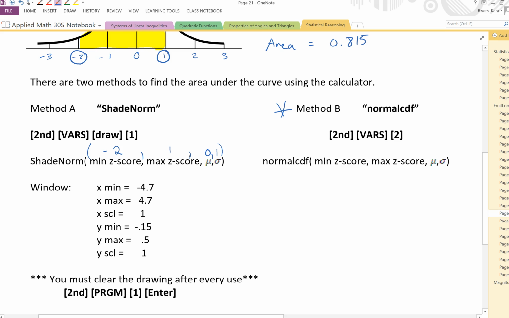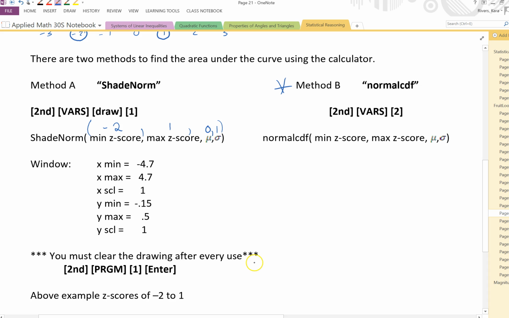Okay. Now it says you must clear the drawing after every use, and this is how we do that. Second, program 1 and enter. Now our window is going to have to be set specifically as well, and our window needs to be set like that so that we can use and see what's going on in our calculator. Okay, so let's go ahead and give this a try.